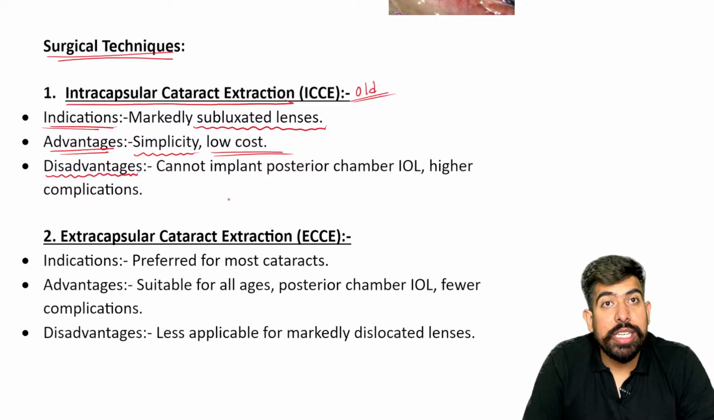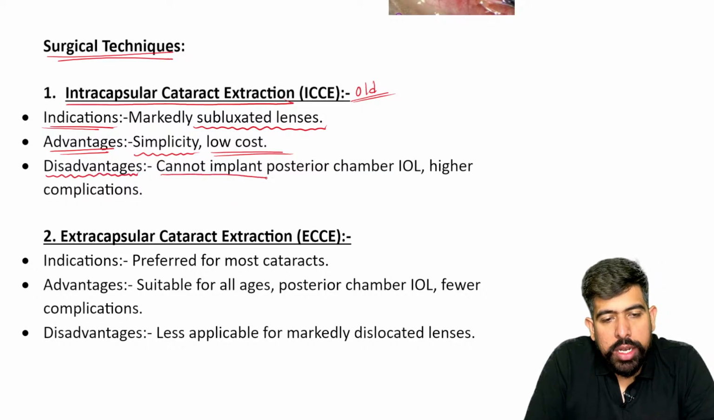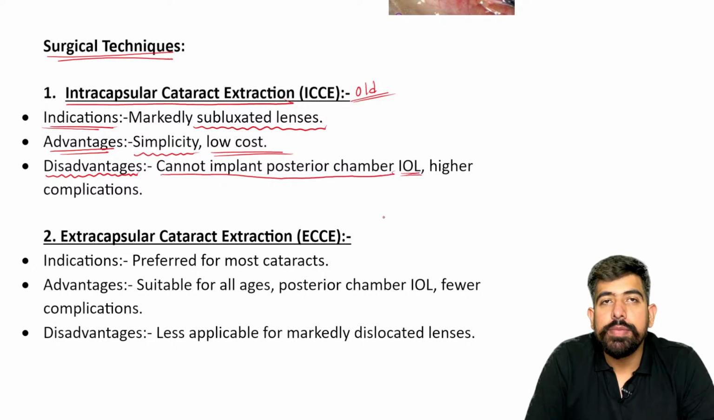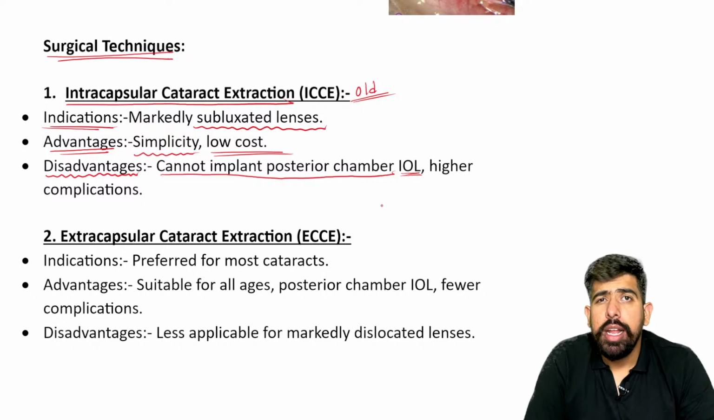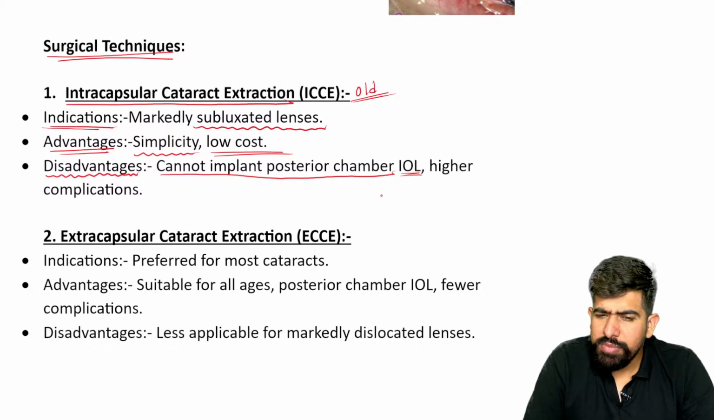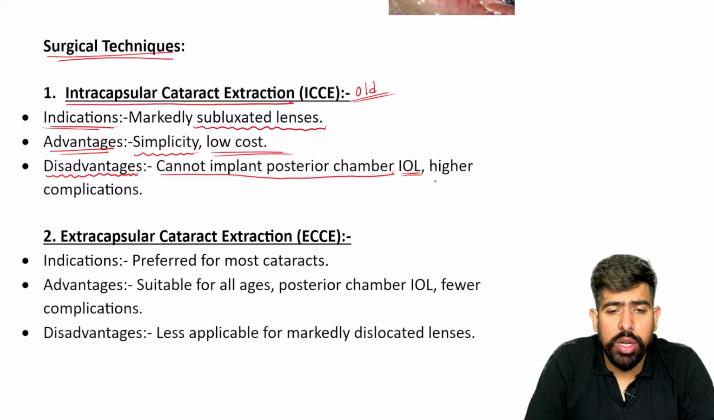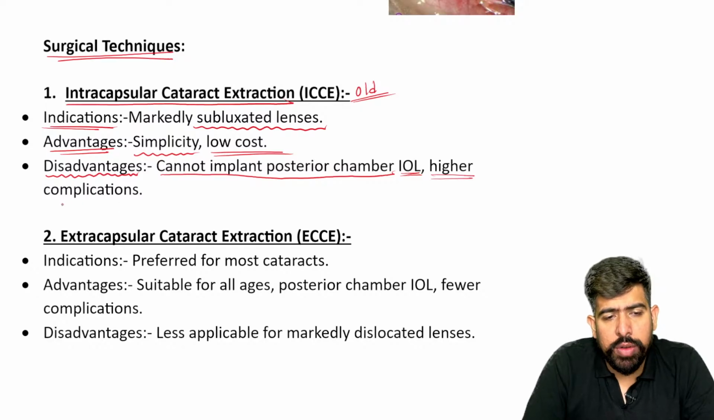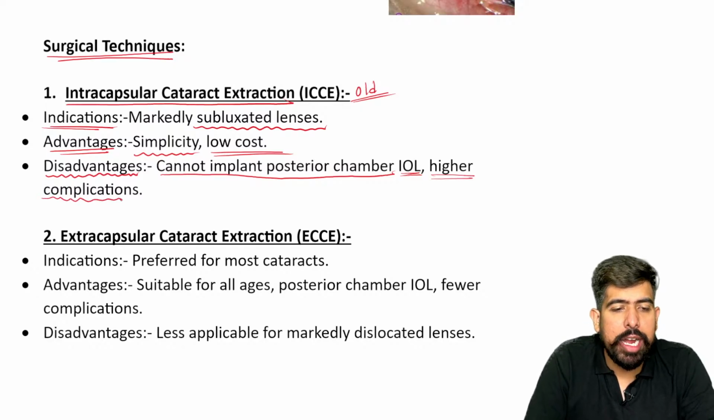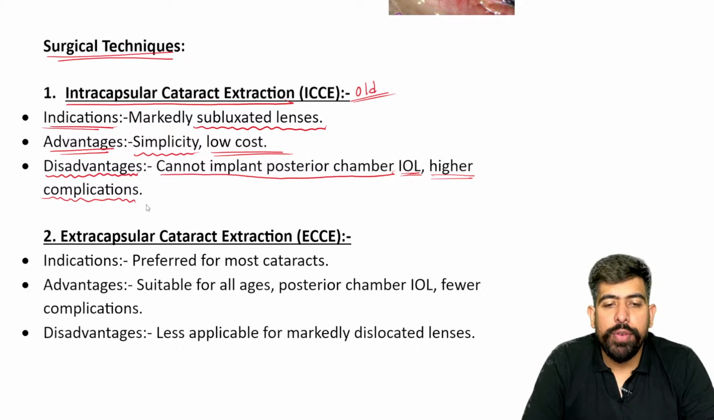What are the disadvantages we are going to get? We cannot implant the posterior chamber intraocular lens. As normally the lens goes into the posterior chamber, we cannot put this posterior chamber intraocular lens. And please always remember, this type of surgical technique has very high complications.